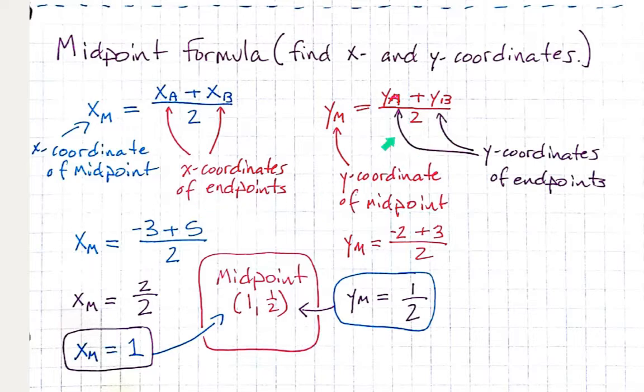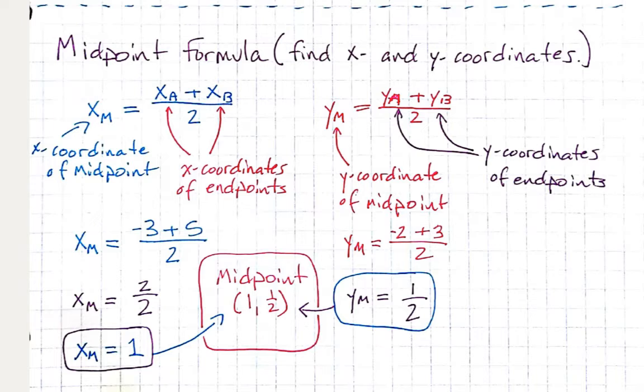All right, over here for the y-coordinate, it's just the y-coordinate of A and the y-coordinate of B, or just the two y-coordinates of the endpoints, wherever they happen to be. You add them together, you divide by 2, and then that gives you the y-coordinate of the midpoint.